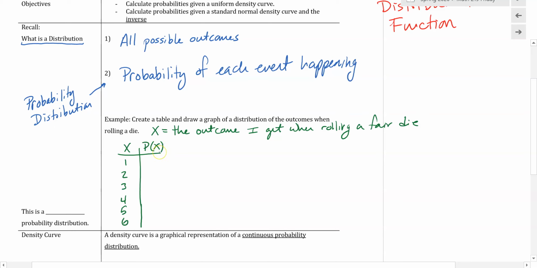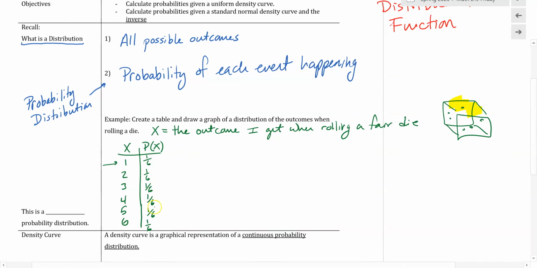And I need to list the probability of each outcome occurring. The probability of getting a 1 would be 1 out of 6. The probability of getting a 2 is 1 out of 6. 3 is 1 out of 6. 4 is 1 out of 6. They're all 1 out of 6. I hope that makes sense, right? Because on a fair die, we've got 6 numbers on here, and so for any given number, the probability of getting one of those numbers is 1 right option out of 6 possible numbers on the die.